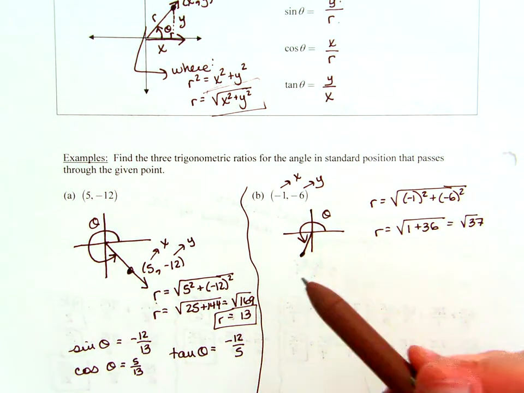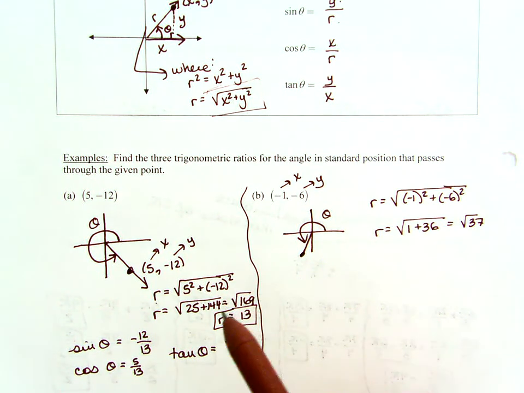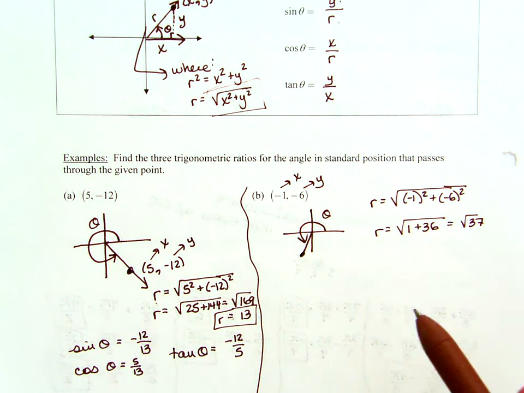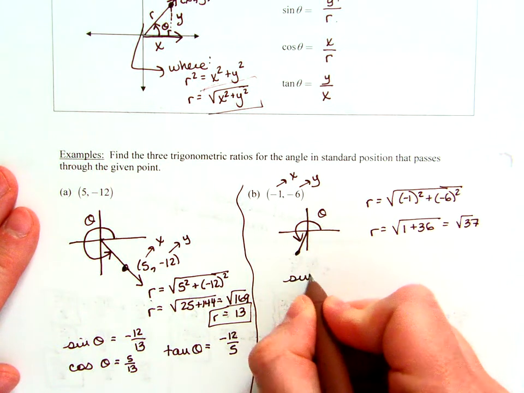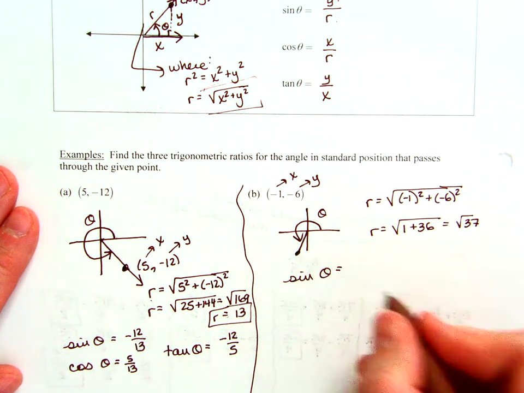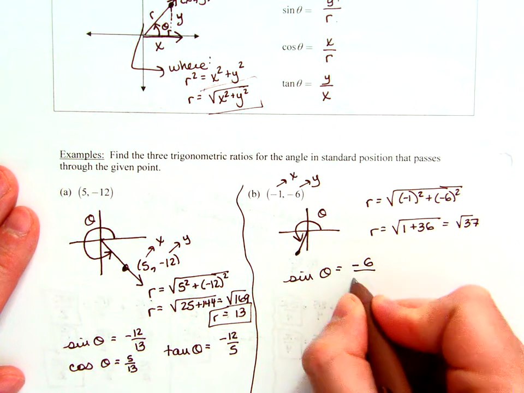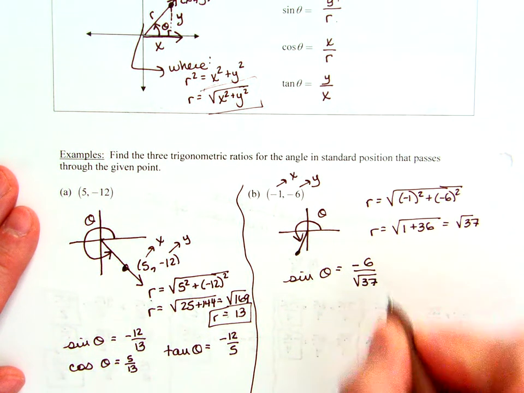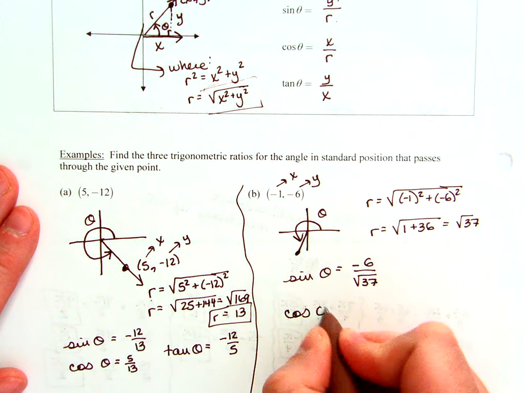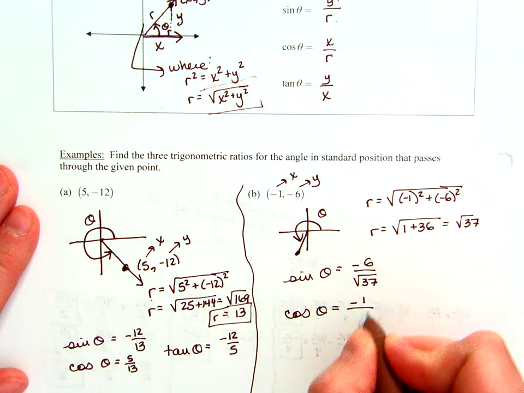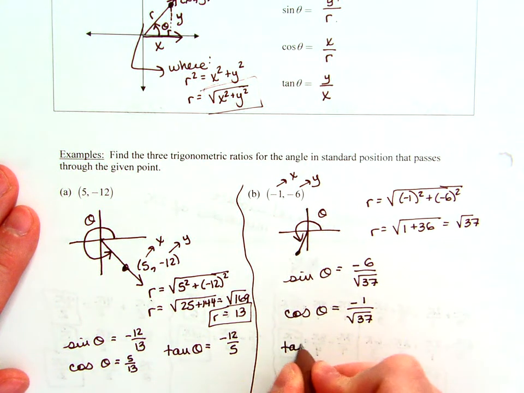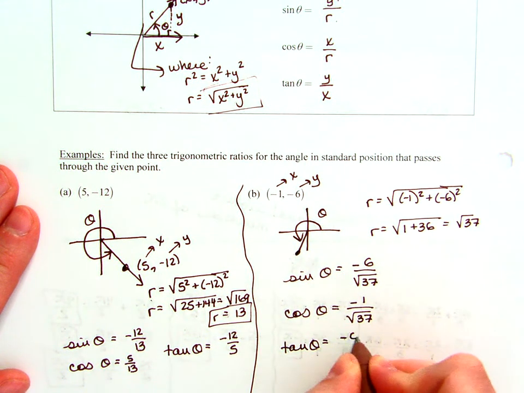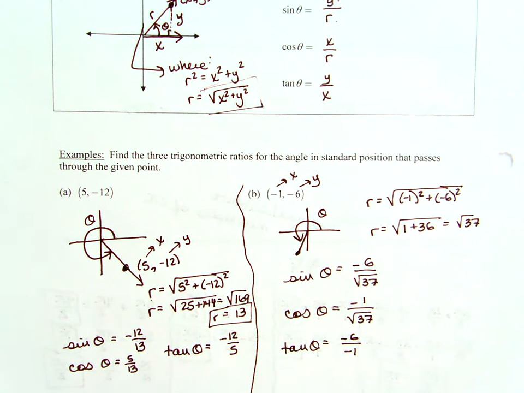Honestly, I guess I didn't even really need the picture. We're going to see moving forward, the picture will be very important. But for these, I've got my x, I've got my y, I've got a formula for r. I guess we don't even have to bother with that. If I want the sine of theta, it's my y over my r, so negative 6 over the square root of 37. The cosine of theta is my x over my r, so negative 1 over root 37. And the tangent of theta is my y over my x, so negative 6 over negative 1.